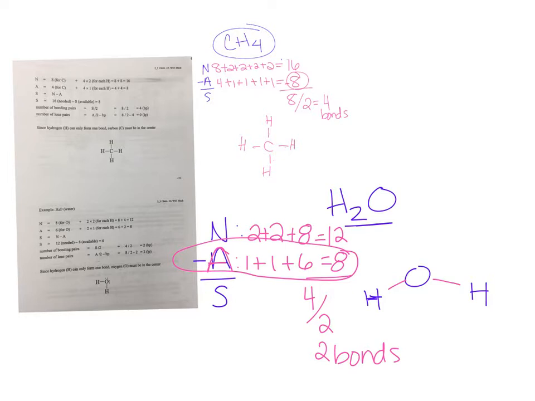So you always go back, check your A. How many do I need to account for? 8. This bond has how many? 2. This one has 2. So I'm at 2, 4, 6, 8. Okay. So on your paper, you guys have it drawn for you already.